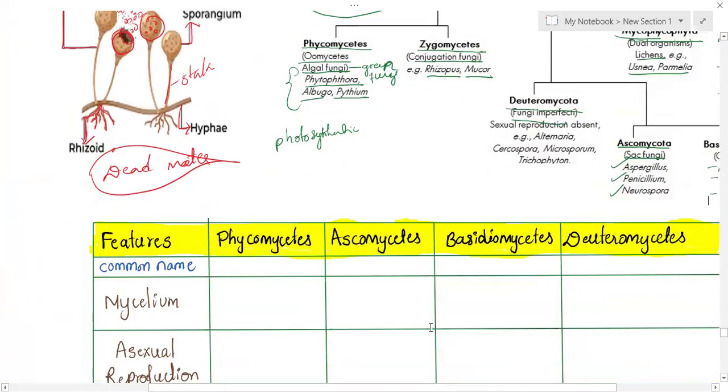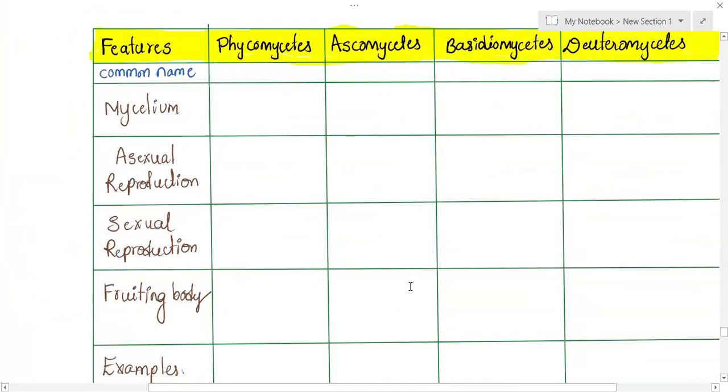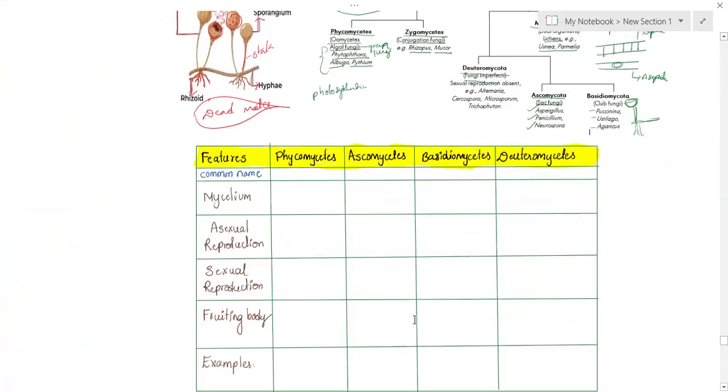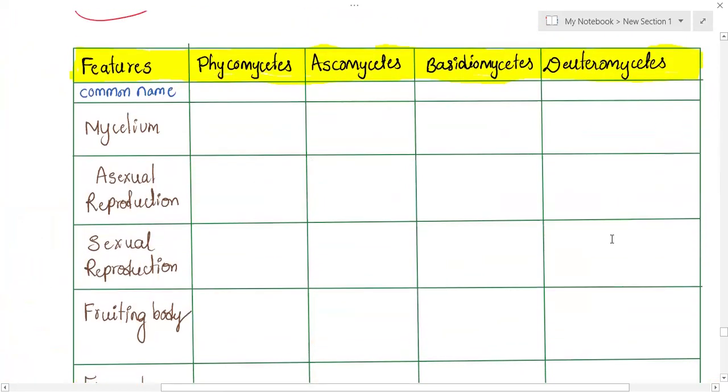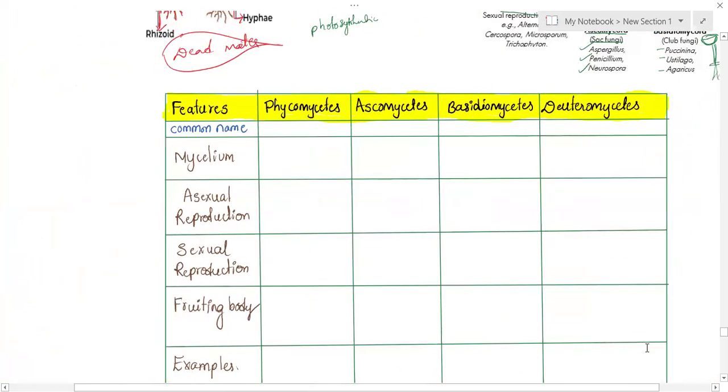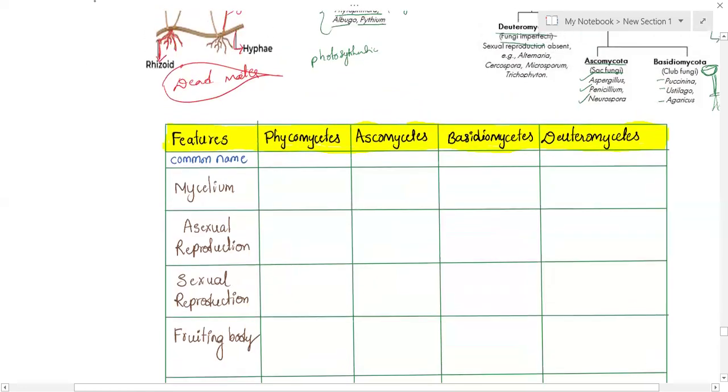Coming to the features, to understand in detail, I'll write; if you know the functionality, you can tell.